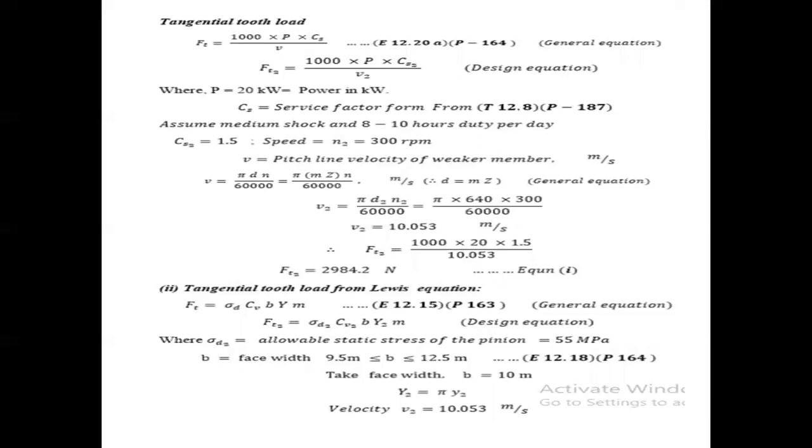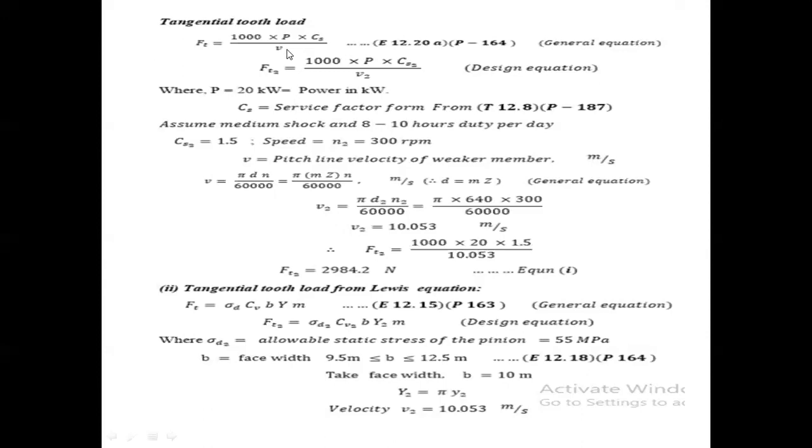The second step, we have to find the module m. For that module m, first we have to use the general tangential equation, that is Ft is equal to 1000 P into Cs divided by V. P indicates the power given here, in this case 20 kilowatt. Cs is a service factor. That service factor is related to the type of load, that is medium shock, 8 to 10 hours duty per day. This is also mentioned in our problem.